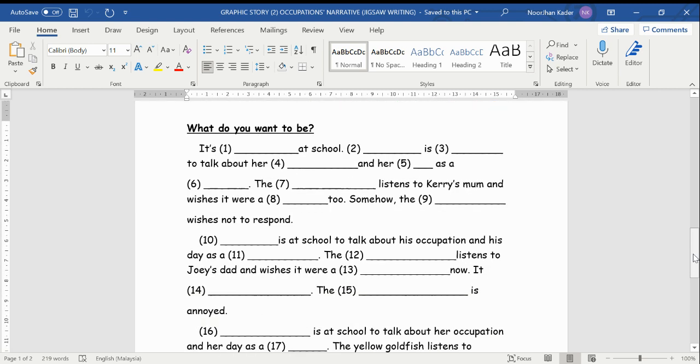Okay, let's start. We give the title first. So this is the title: What Do You Want to Be? You must also start with the title. With the title, we can tell the reader what this narrative is going to be about. So number 1, it's dash at school. What do you think is the answer? We are going to number the words and phrases, so later on it will be easier for you to just write the answers in the blanks.